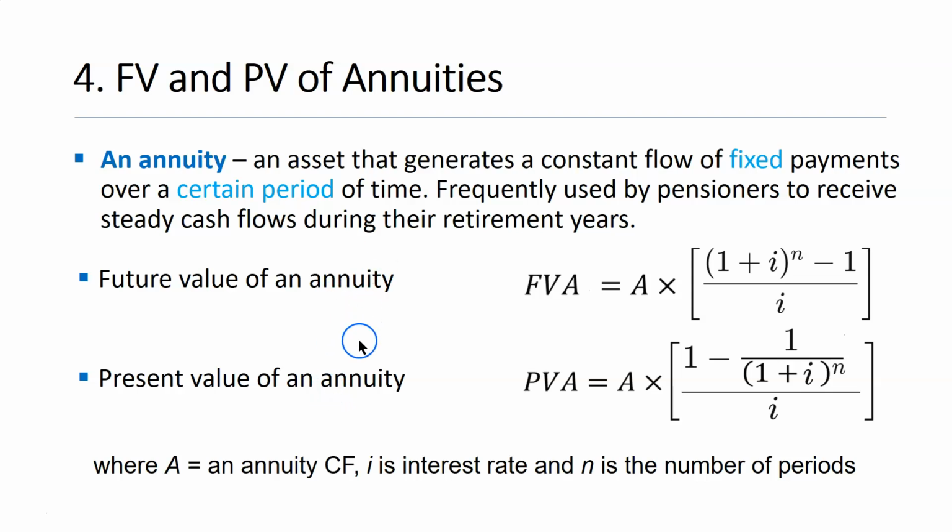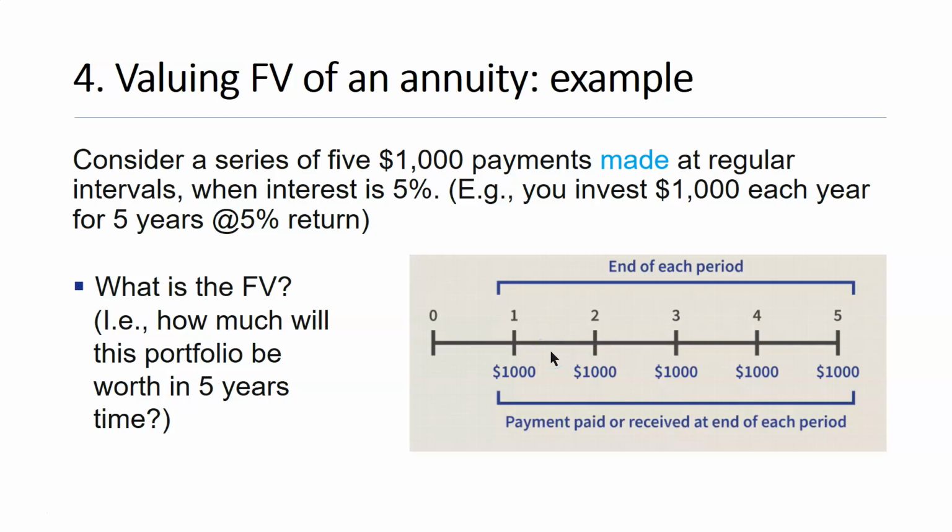There are also formulas to determine the future and present value of an annuity, where A stands for this specific cash flow which we will receive in the future. This is our annuity cash flow. I is our normal interest rate and N is a number of periods. These are the formulas. How do we apply these formulas?